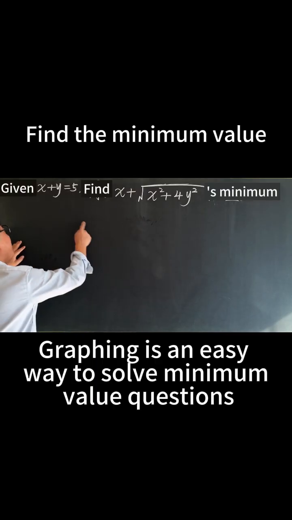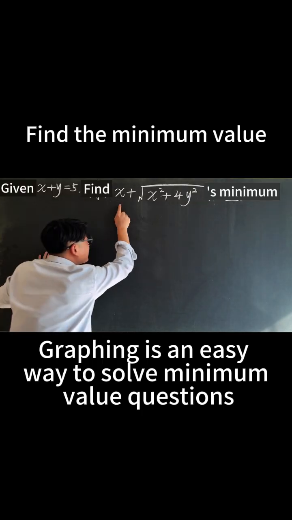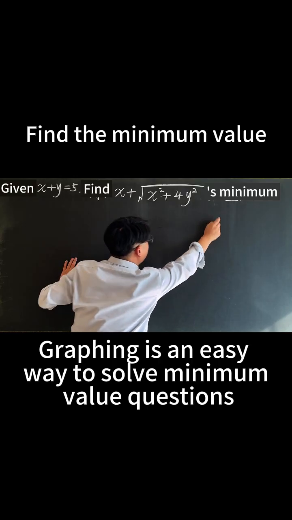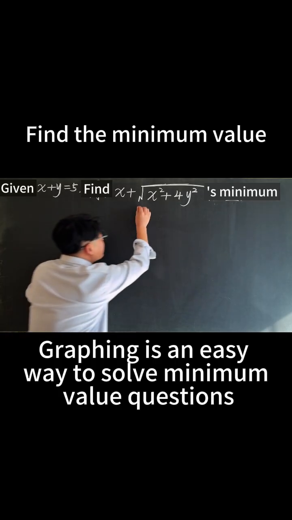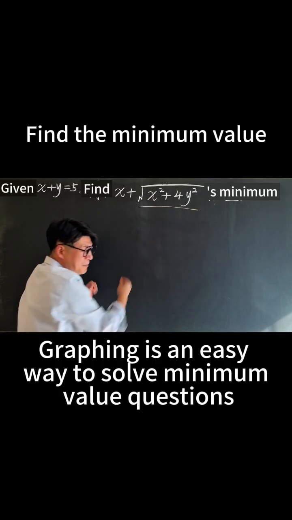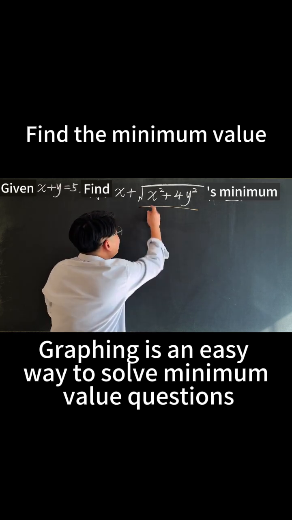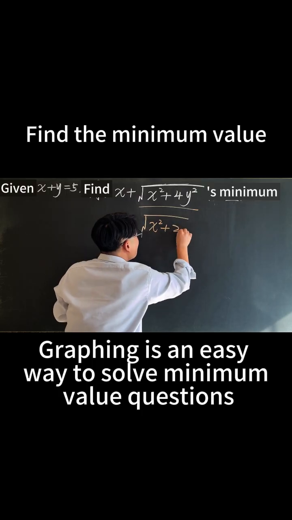The problem says, given that x plus y equals 5, find the minimum value of x plus the square root of x squared plus 4y squared. Everyone, let's try to combine numbers and shapes. Look at this area here. What does it make you think of? Isn't this related to the Pythagorean theorem? Isn't it just the square root of x squared plus (2y) squared, right?